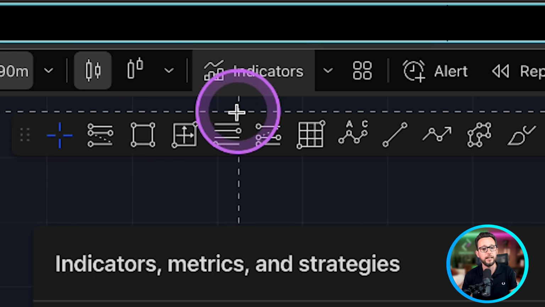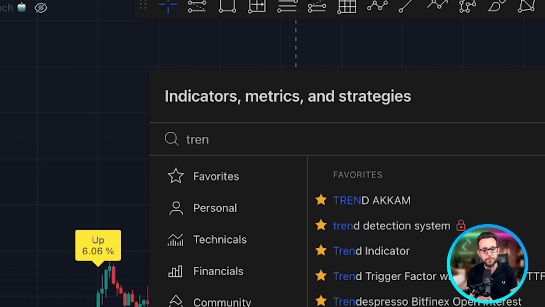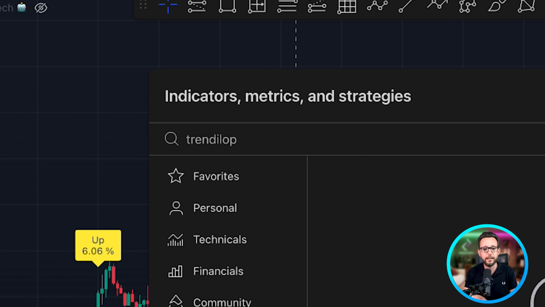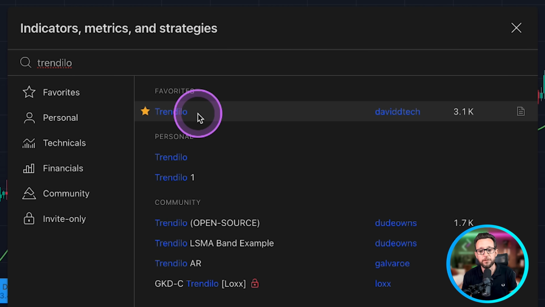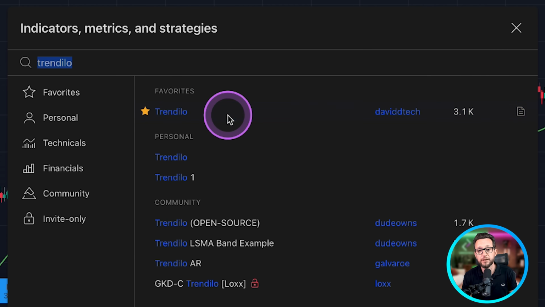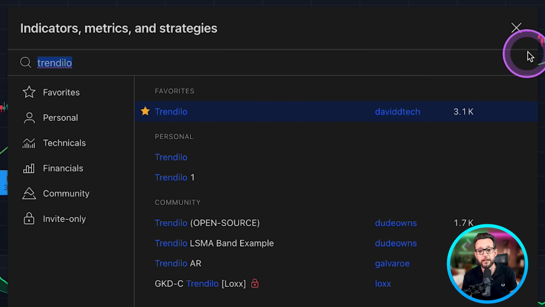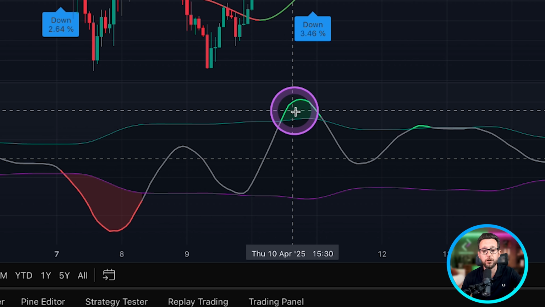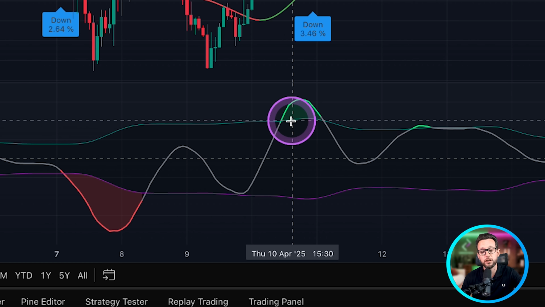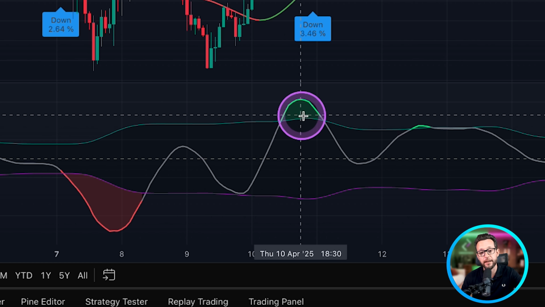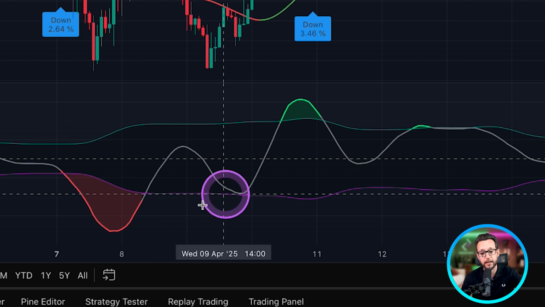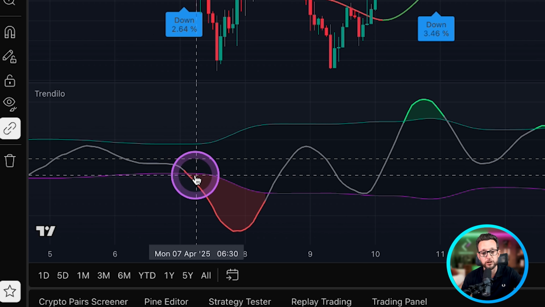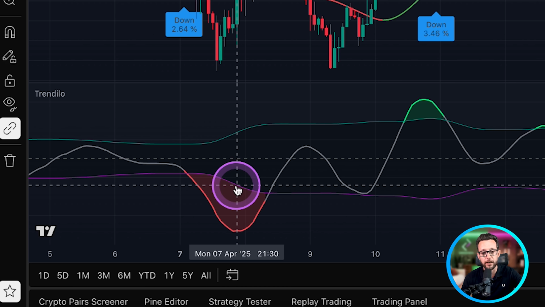So if I go over to the indicators, I'm now going to add the Trendhoo indicator, which is probably one of my most favorite indicators. This indicator by DaviddTech is also on TradingView. The Trendhoo looks like an RSI with Bollinger bands, as you can see just here. For this strategy, when we're looking for longs, we want the Trendhoo to be in the green section like it is here. And when we're looking for shorts, we want it to be in the red area, just like this.